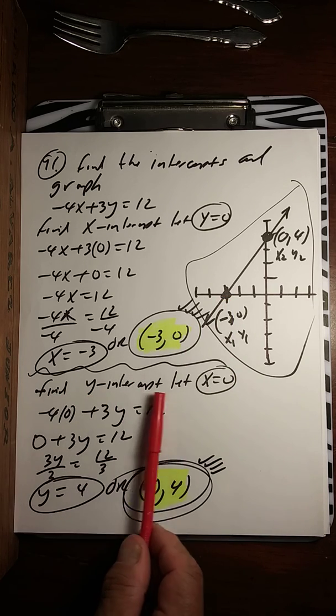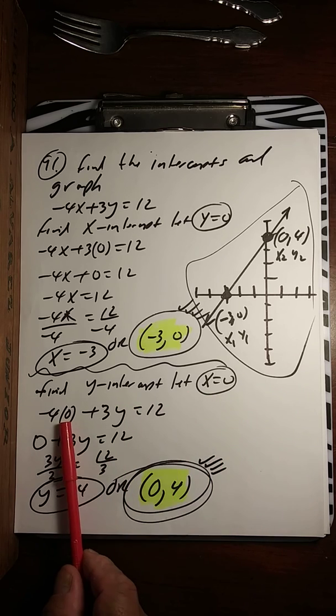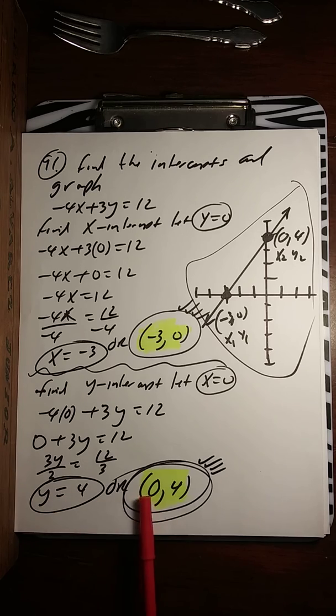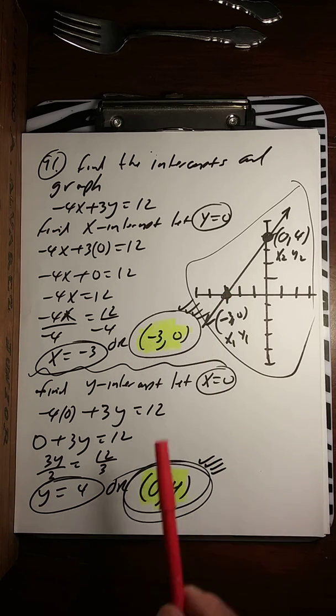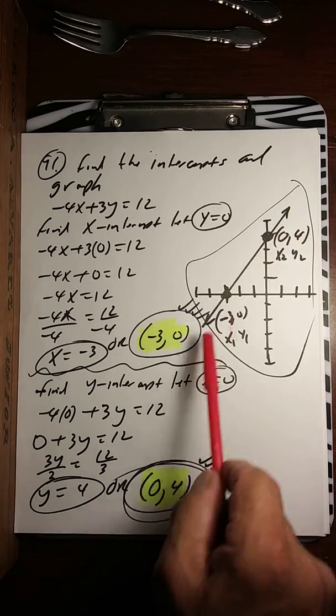Find the y-intercept of this thing. Let x equals 0. So x equals 0, put it in there. So we have 0 is this, divide by 3, so y equals 4. So 0, 4. -3, 0, and 0, 4 are the points.